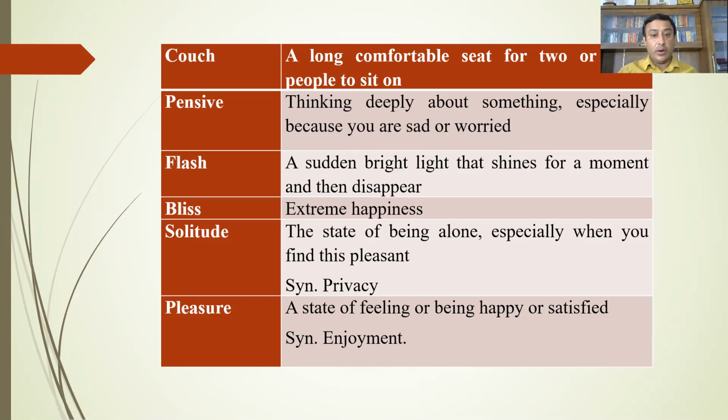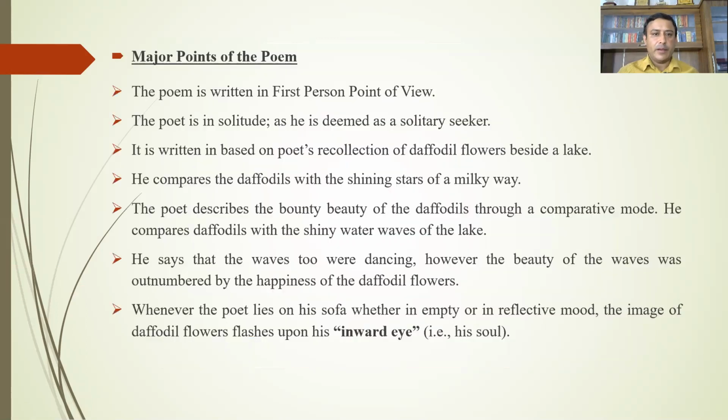Solitude, the state of being alone. Privacy. Pleasure, a state of feeling happy or satisfied. Enjoyment. These are the major points of the poem, and after this we will go word by word. The poem is written in first person point of view. The poet is in solitude as he is deemed a solitary seeker. It is about Wordsworth that he is a solitary seeker.